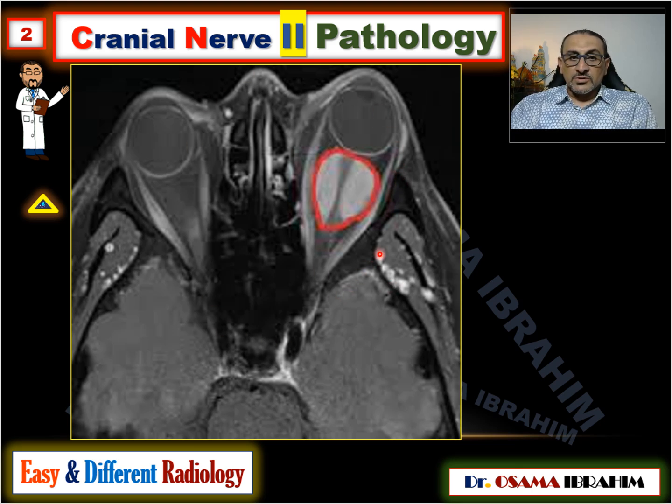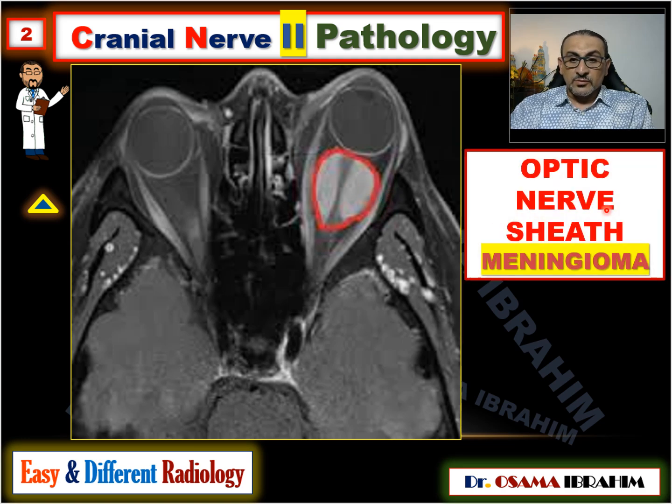T1 axial image with contrast showing enhancing lesions surrounding the optic nerve, which appears thin inside, in the center of the lesion. So if the enhancement is like this, surrounding the optic nerve, and the optic nerve caliber is not enlarged or kinked or fusiform, at that time we can diagnose tram track enhancement, which is diagnostic for optic nerve sheath meningioma.